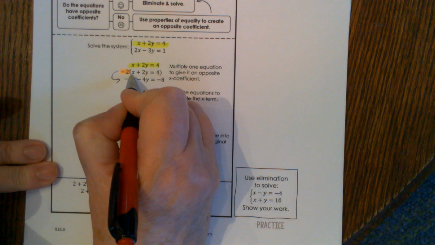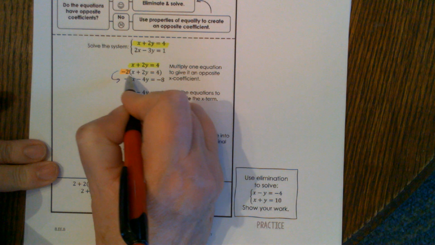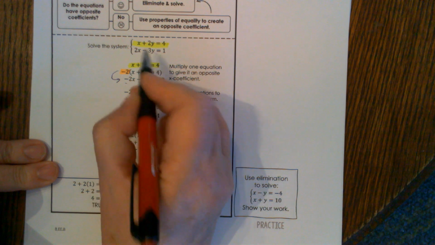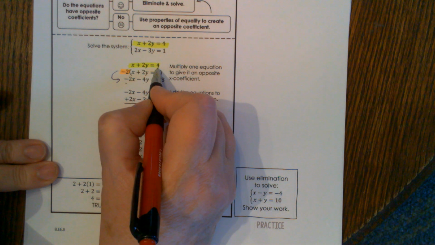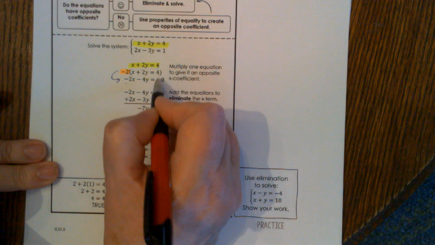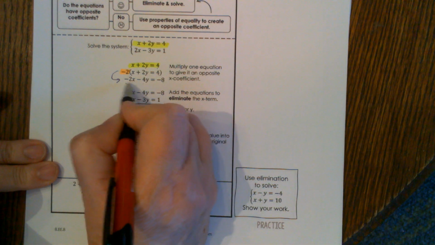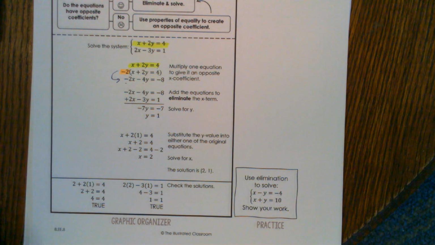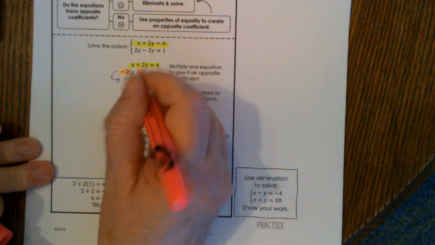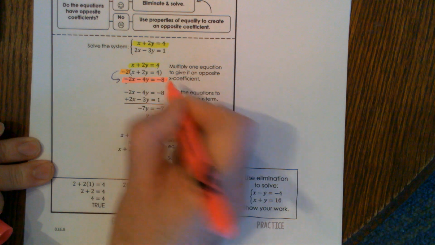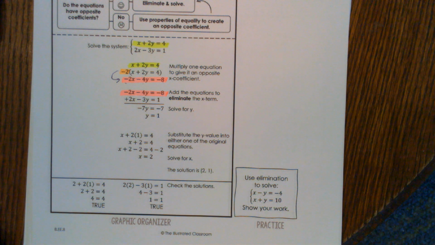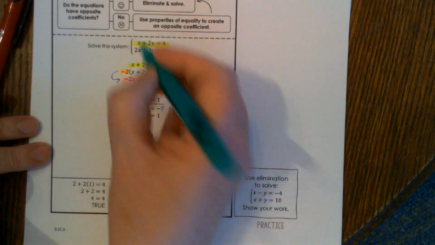You get -2 times x is -2x. -2 times 2y is -4y. And remember, you have to apply it to both sides. So it's -2 times 4 is -8. So then you're going to bring down this equation. I'm going to make it a different color. We're going to take this equation and we're going to move it down here, right? And we're going to use this equation.